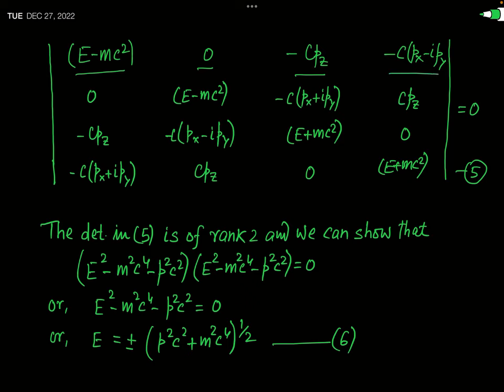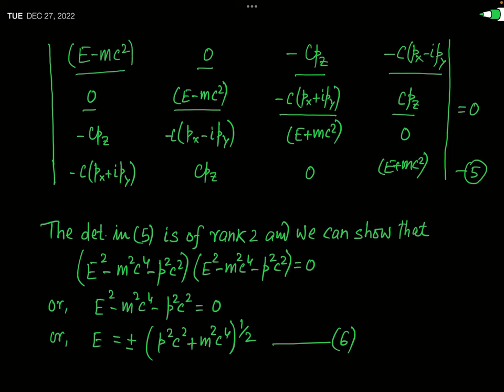And minus cpx minus ipy, this is the coefficient of u4. Similarly, from the remaining three equations, you can see in the second equation, the coefficient of u1 is 0, and that of u2 is E minus mc square. The coefficient of u3 in that equation is minus cpx plus ipy, and that of u4 is cpz.